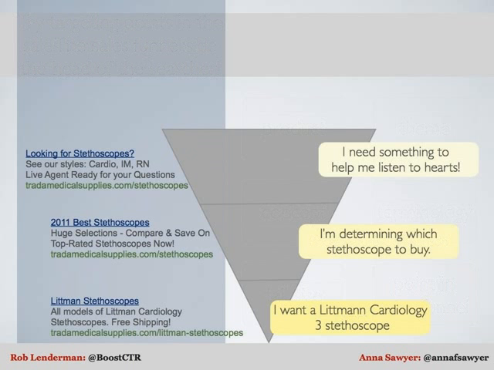So in the research part of the funnel, people are looking for stethoscopes. They have a problem and they're trying to solve it. A little bit further down in the funnel, people are trying to determine which stethoscope to buy. So really target your ad copy here around the benefits of the specific ones that you have. And then at the very bottom of the funnel, we have a very specific type of cardiology 3 stethoscope that I want. And so targeting your ad copy at this point in the funnel, more around products, is a good idea.